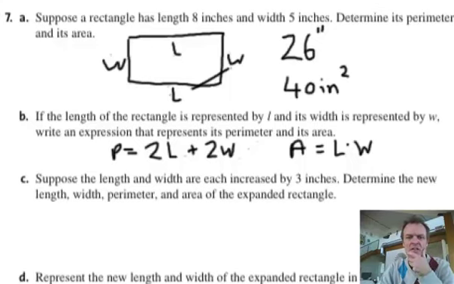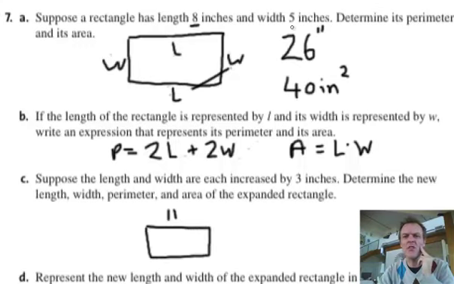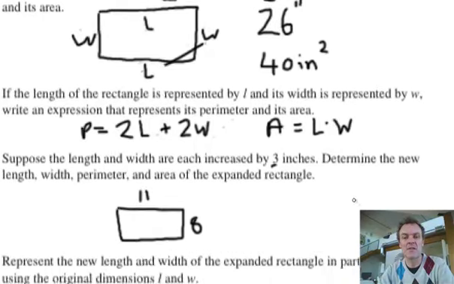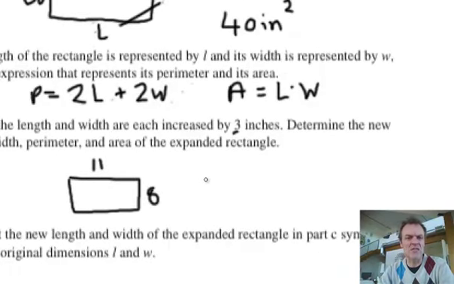Length and width are increased by 3 inches. Now, going from the first one, if I increase the length by 3, I'm going to get 11. Remember, it was 8 originally. If I increase the width from 5, again increase it by 3, I'm going to make that 8. So these are the new length and width. Basically, I've just added a 3 to the 8, and a 3 to the 5, for the length and the width.